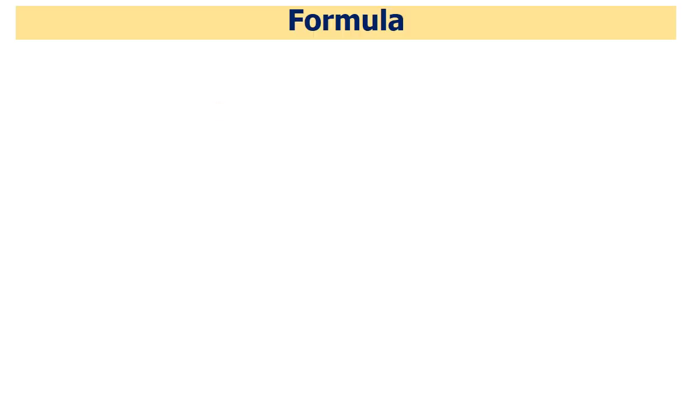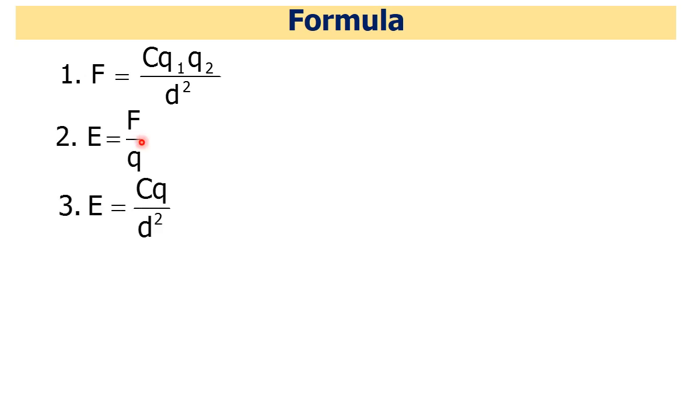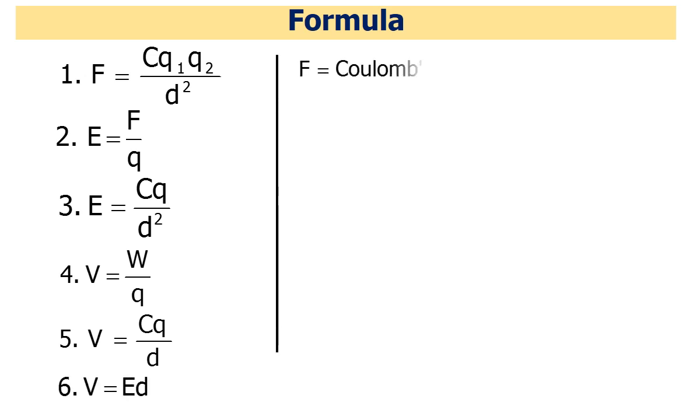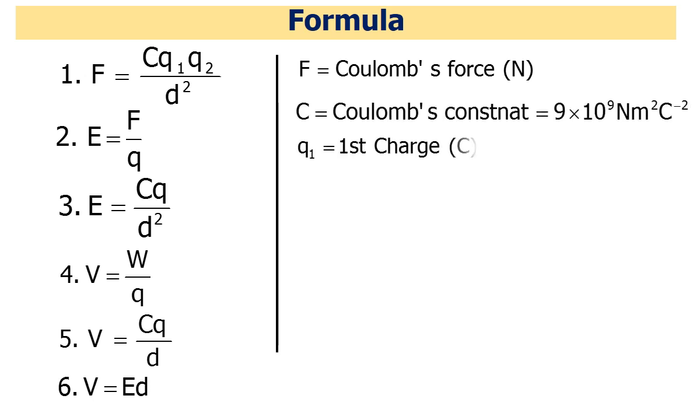Now let us see all the formulas on the topic of static electricity. The first formula is Coulomb force, which is F equal to C Q1 Q2 by D square. The second and third formulas are on the topic of electric intensity. Fourth and fifth formulas are on the topic of electric potential. We have already discussed all the formulas in our previous class. Here all the significant quantities are given.